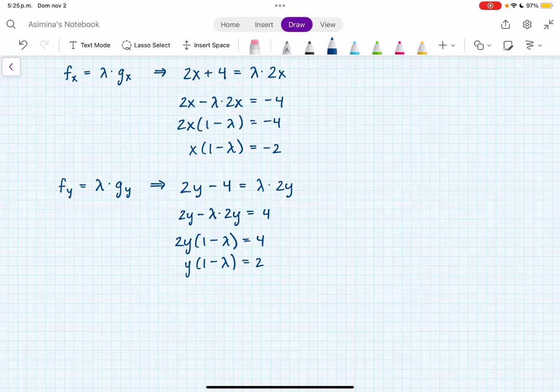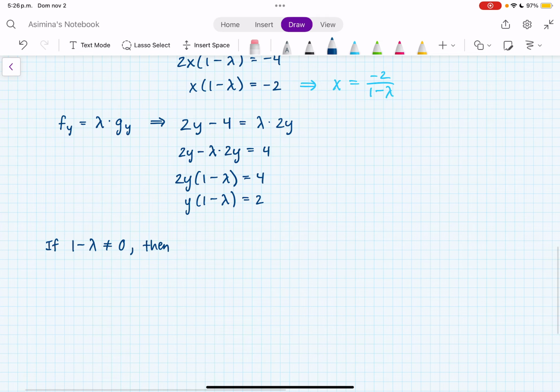Okay, great. So what does this mean? Well, if 1 minus lambda is not equal to 0, then from here we can get values of x and y. So what happens for x? This becomes x equals negative 2 over 1 minus lambda. And then what would y be? y would be 2 over 1 minus lambda.